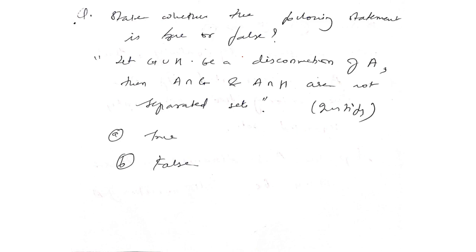So the next question is, state whether the following statement is true or false. Let G union H be a disconnection of A, then A intersection G and A intersection H are not separated sets. Is it true or false? Again, I am repeating, G union H is a disconnection of A, then A intersection G and A intersection H are not separated sets.